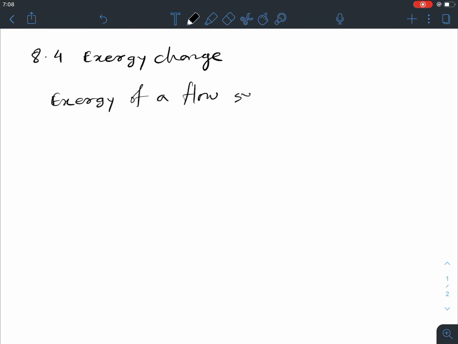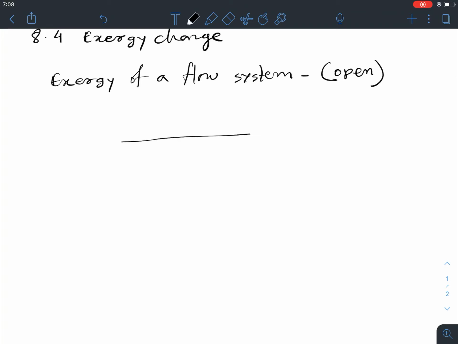Alright class, today we are going to talk about Exergy. In the last class we talked about the Exergy change of a system, and that system was a closed system. So today we are going to talk about topic 8.4, Exergy change. However, the system will be an open system, or Exergy of a flow system. Flow system means another term, it would be open system.